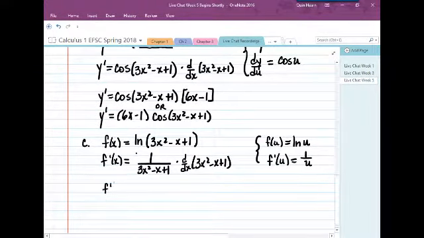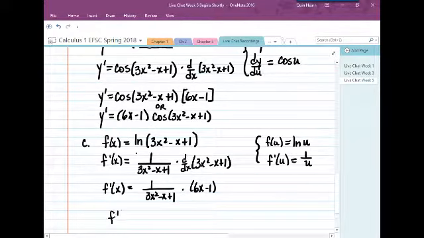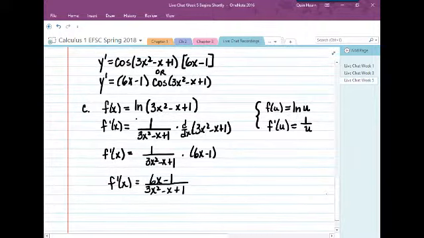And so we get f prime of x is equal to 1 over 3x squared minus x plus 1 times 6x minus 1. And of course that can be written in the numerator: f prime of x equals 6x minus 1 over 3x squared minus x plus 1. If we thought there was any hope of reducing that, we would try factoring the denominator, but it's definitely not going to factor into 6x minus 1 times something, so we can just stop there.